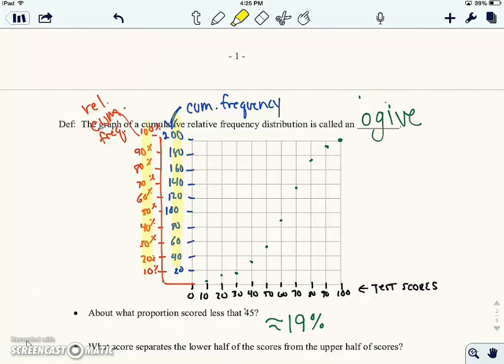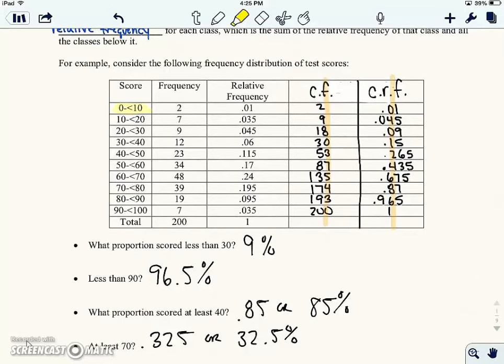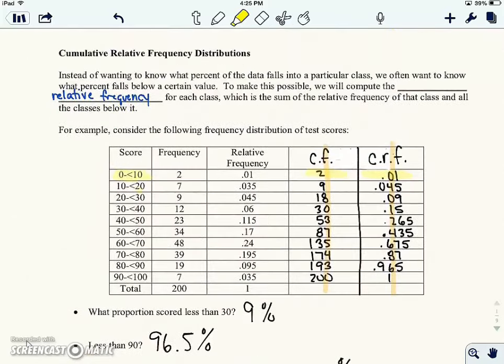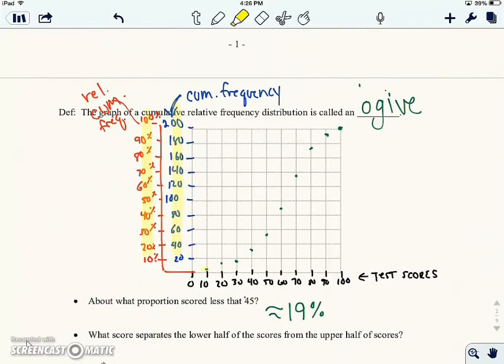And I want to show you what I did. Over here, from 0 to 10, there were 2, or 1%. So from 0 to 10, I go to 1%, which would have been 2. From 10 to 20, I'm at 9 people with that score, or 0.045. So this would be 9 people, or maybe 4.5%. And I did that all the way up, and I can connect them. That's a really bad connection. Let's try that one more time. Okay, and this is an ogive.